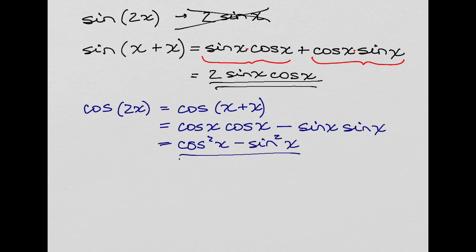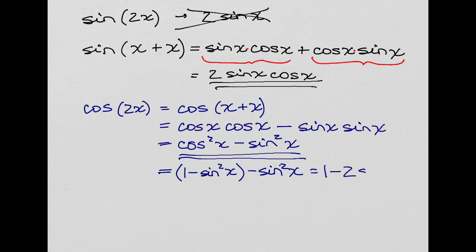And that's version 1. But then we have the Pythagorean identity that says cosine squared x is 1 minus sine squared x. So if we use that, so we're continuing here. Now I have 2 minus sine squared x terms. Might as well combine those, combine like terms. So I got 1 minus 2 sine squared x, and that's version 2.